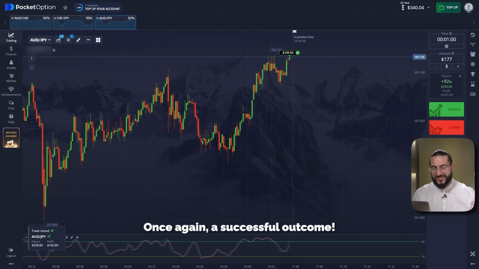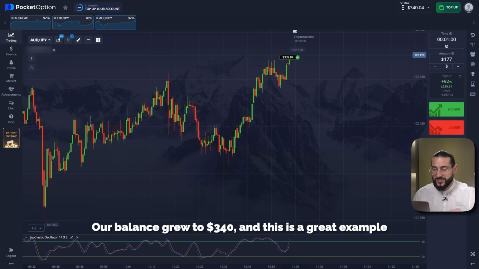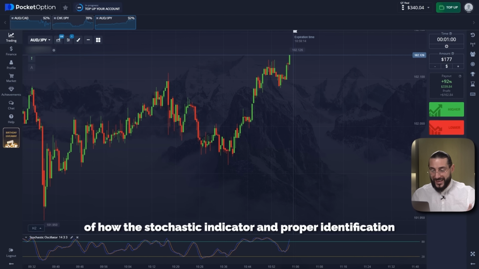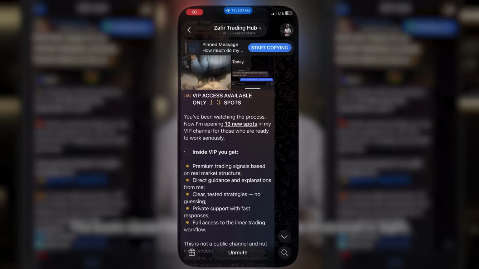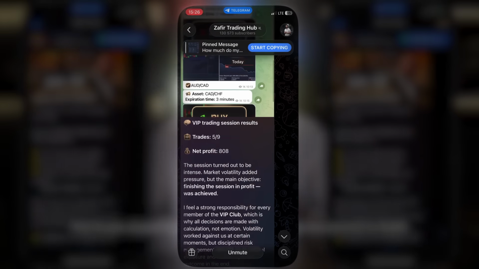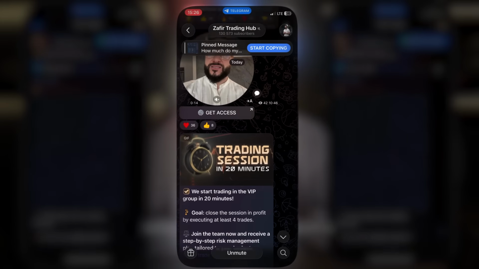Once again, a successful outcome. Our balance grew to $340, and this is a great example of how the stochastic indicator and proper identification of entry points can aid trading. Today we demonstrated how to effectively grow a deposit using clear signals and indicators.